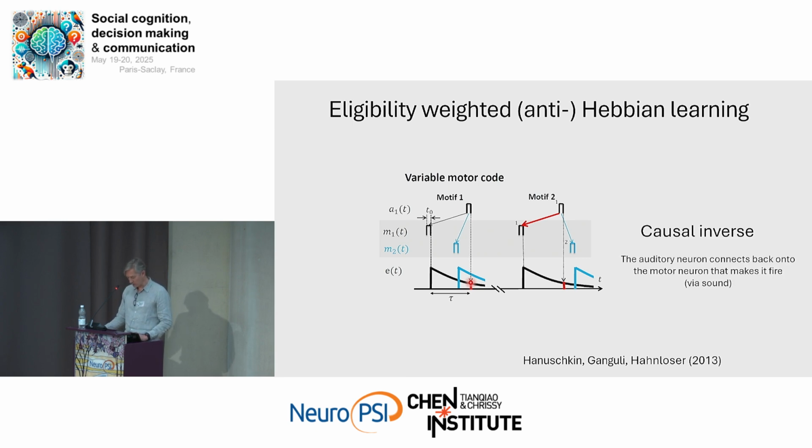And what we mean by causal inverse is the auditory neuron connects back onto the motor neuron that makes it fire via sound. So that's why it's called an inverse, like you invert the causal consequence, right? And you could use it, of course, to have an auditory target and then to find the motor command that is needed to imitate that. So there would be a very elegant way to solve the vocal learning problem.